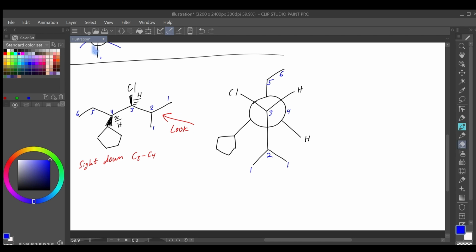Holy shit, I made a mistake and you guys don't even tell me what you doing. My god, we're not looking down carbon 2, carbon 3, we look down the carbon 3 to carbon 4 like this.